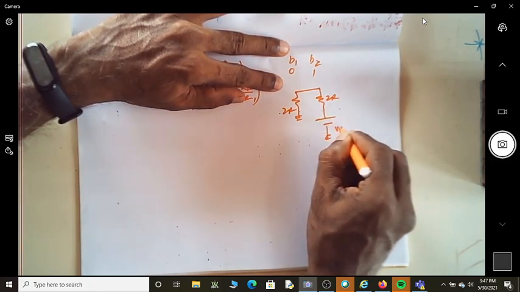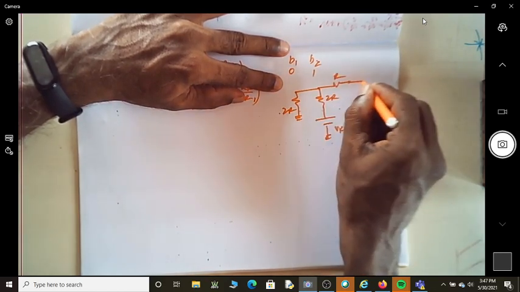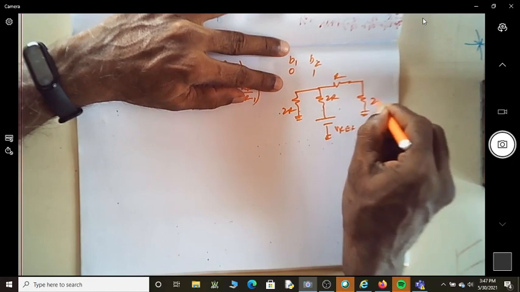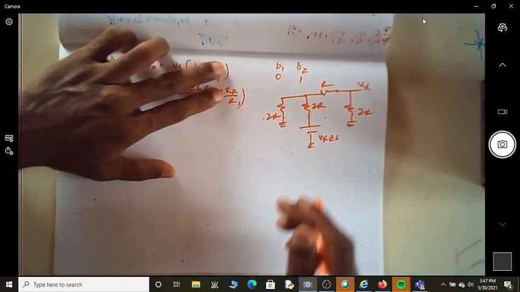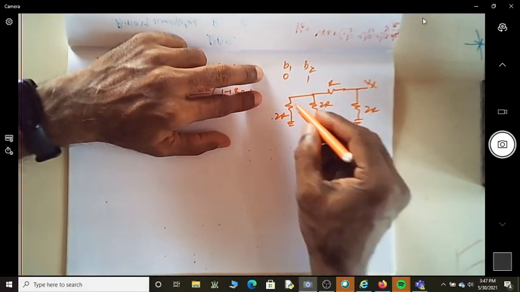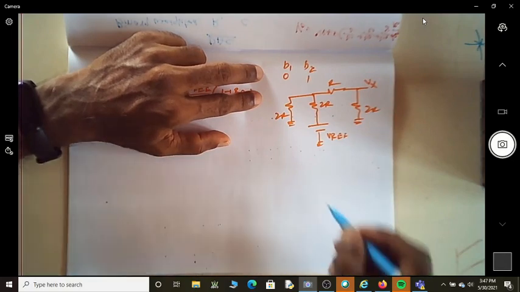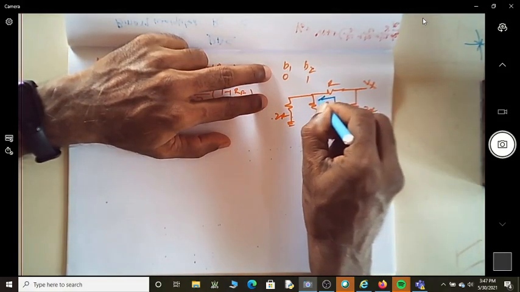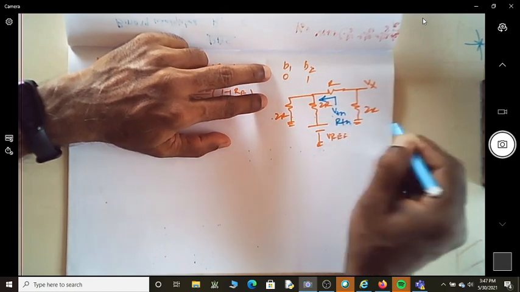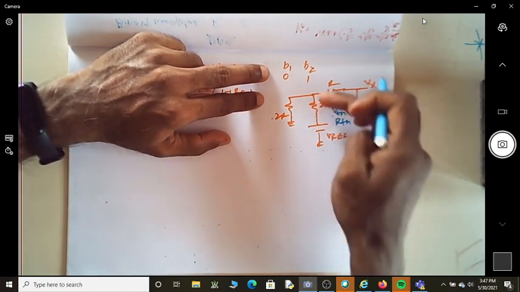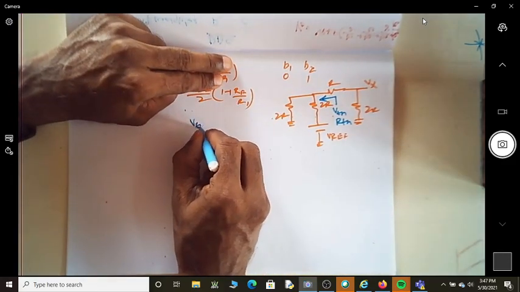There is a V reference connected, and you have an R, and you have a 2R, and this is what you're looking at, Vx. So now, since you have a V reference here, I need to find out what is the voltage looking from here, what is V Thevenin and R Thevenin.